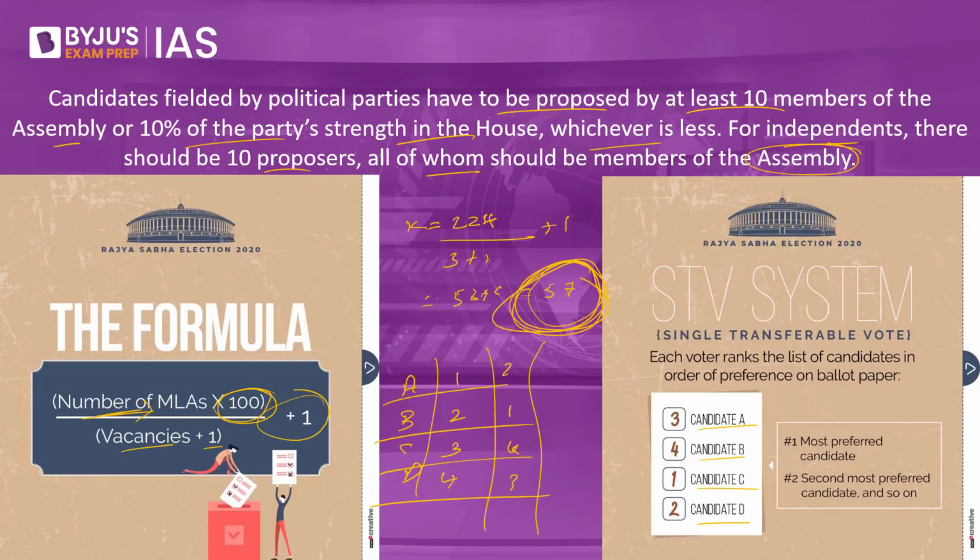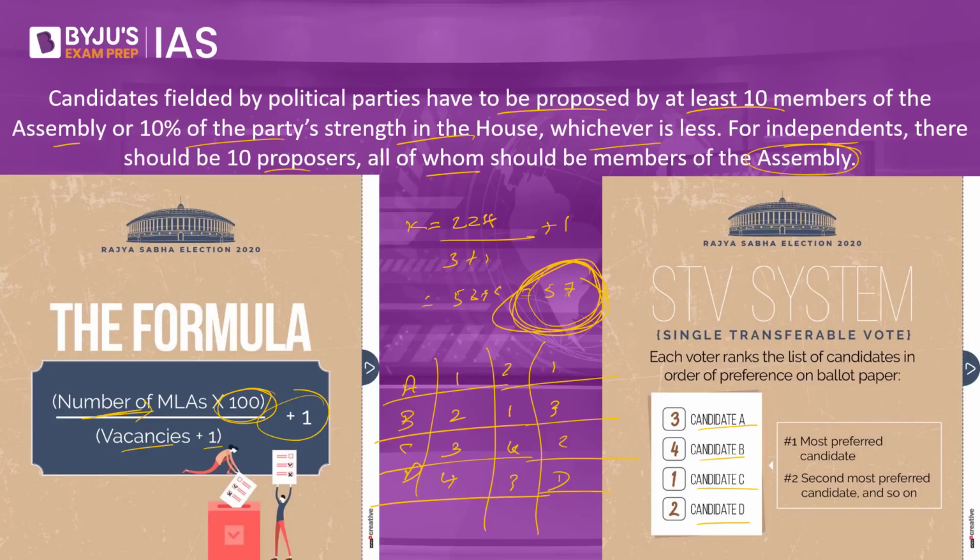Similarly, you have the third MLA, who will give a particular number as well. He may say that he wants A to be selected first. If A is not selected, he wants C to be selected second. If it is not C, B will be the third priority, and if it is not B, D will be the fourth priority. So all the 224 MLAs in the state of Karnataka will be given a paper and they will mark their priority. Then what would happen?